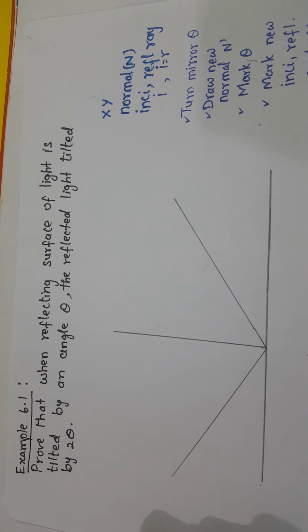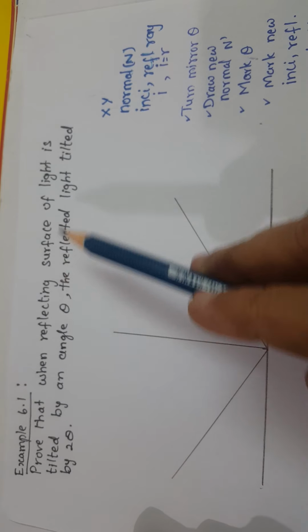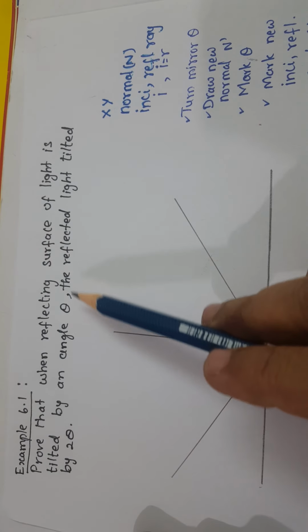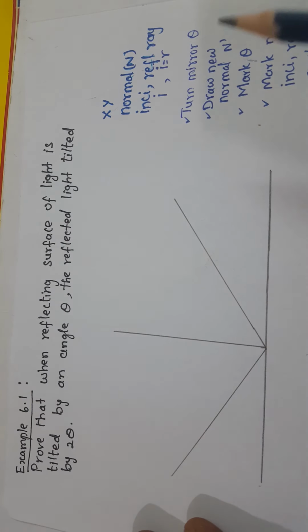Optics chapter example 6.1, we are going to work out this problem. Prove that when the reflecting surface of light is tilted by an angle theta, the reflected light is tilted by 2 theta, right? So what does it mean?